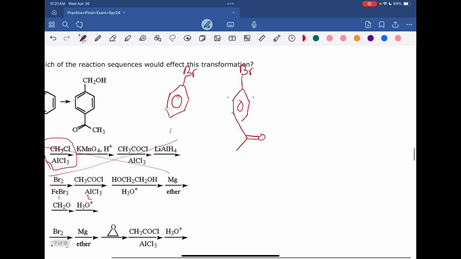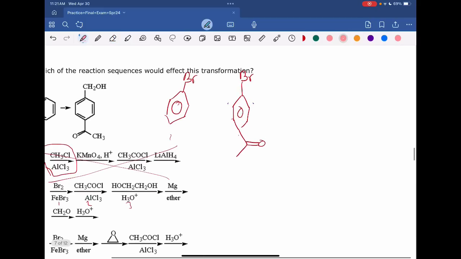And then, okay, what is this? This is ethylene glycol. This makes sense because it looks like they're trying to protect the ketone from whatever's going to happen in the next step. So, if you protect the ketone with ethylene glycol, you will get this. This is what you get. That's step 3.